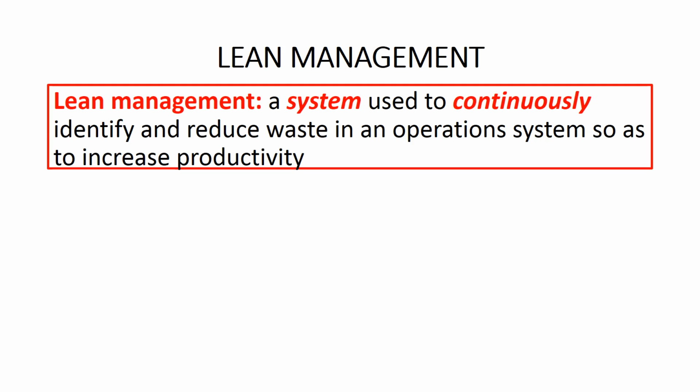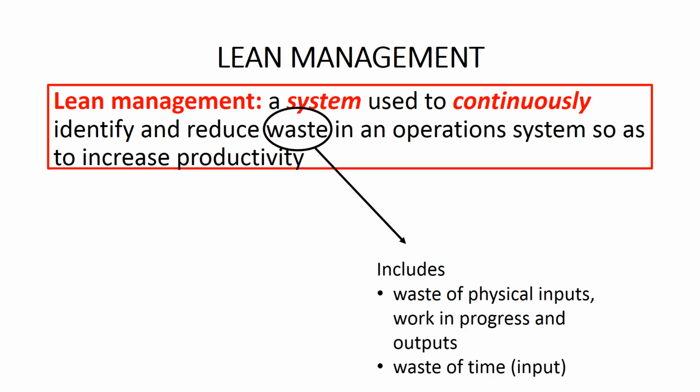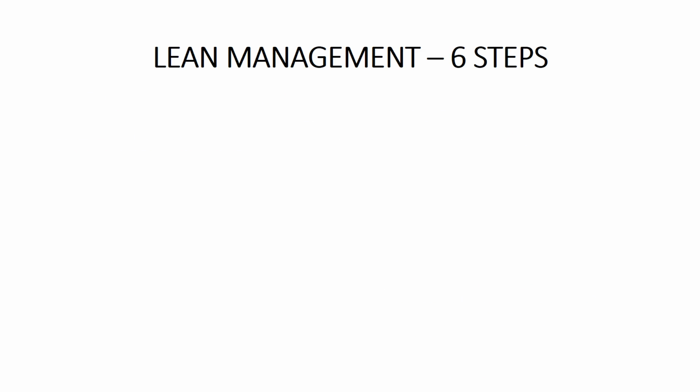The second important thing to note about this definition is that waste is broadly defined. In addition to the more obvious waste of physical inputs, work in progress, and outputs, lean management is also concerned with identifying and reducing the waste of time, which is a valuable input. The system of lean management consists of 6 steps.